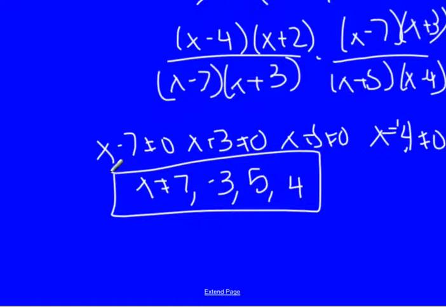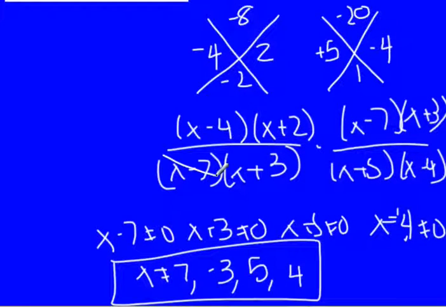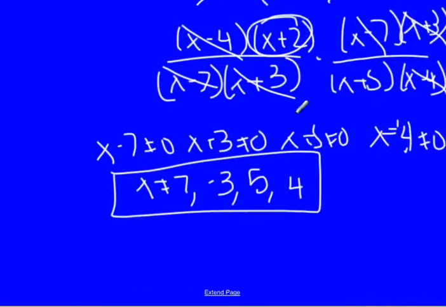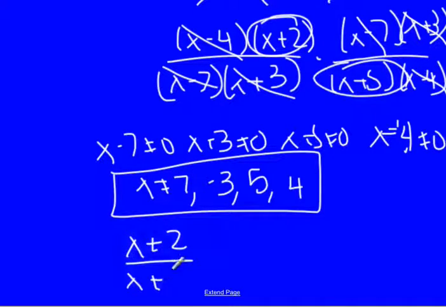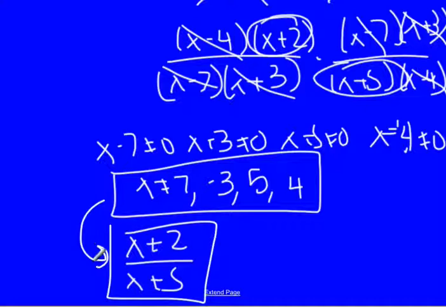Now we need to cross off the leftover factors that we can. So we can do x minus 7, we can do x plus 3, and we can do x minus 4. So left on top is x plus 2, and on the bottom is x plus 5. So each of these are our answers for number 9.